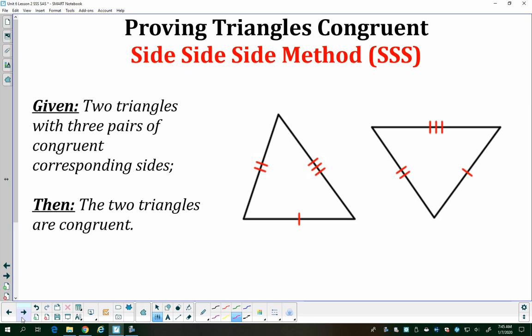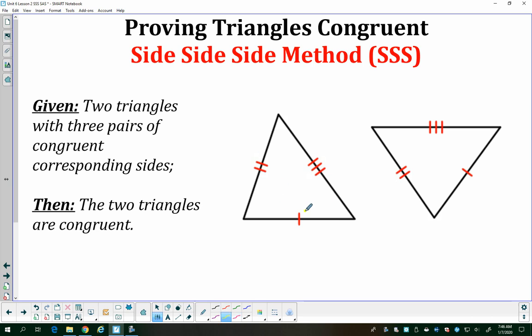So one shortcut that we can use to show that two triangles are congruent without knowing anything about the angles in those triangles is if we know that all three pairs of corresponding sides are congruent, then we can say those triangles are definitely congruent, and we can establish that by saying we're using the side-side-side method. Usually we'll shorten that to SSS.